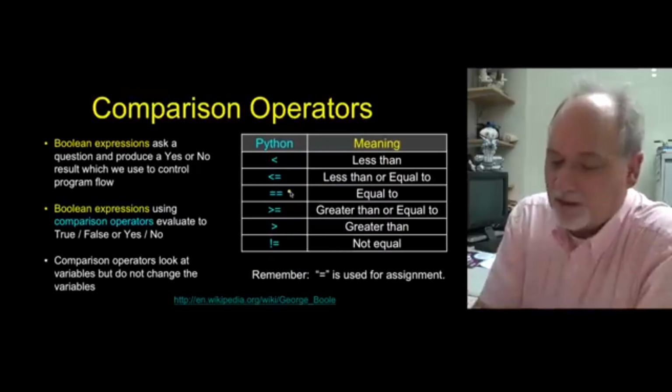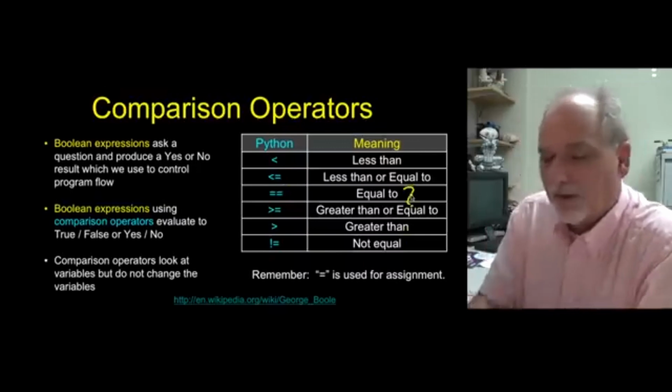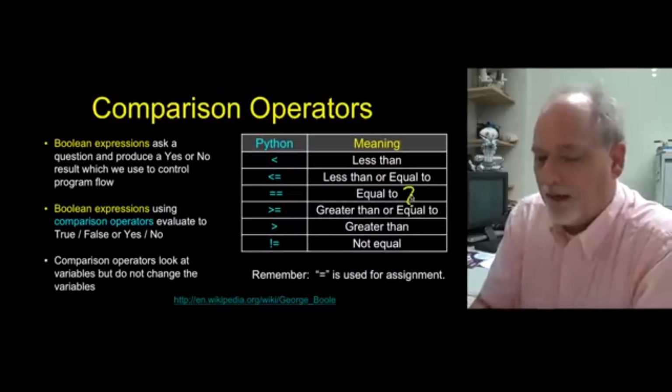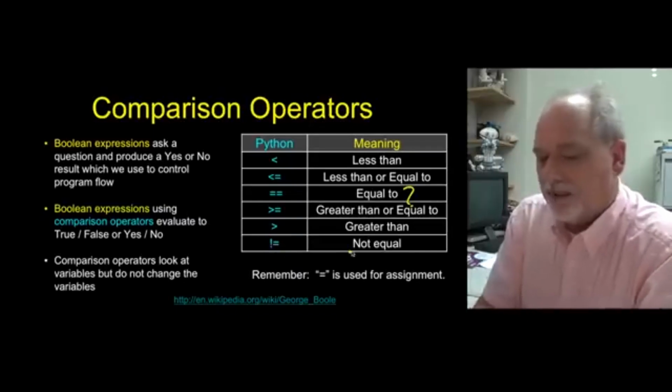So this is the question. Double equals is asking the question is equal to. Greater than or equal, greater than, and not equal. So the exclamation point is sort of like not equal. So that's how we do not equal.